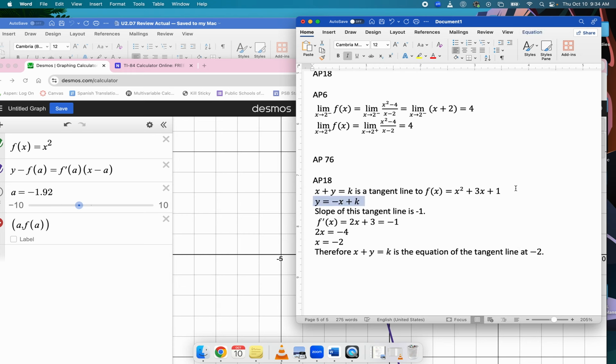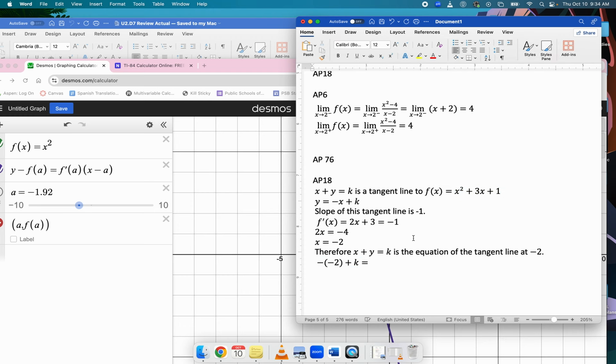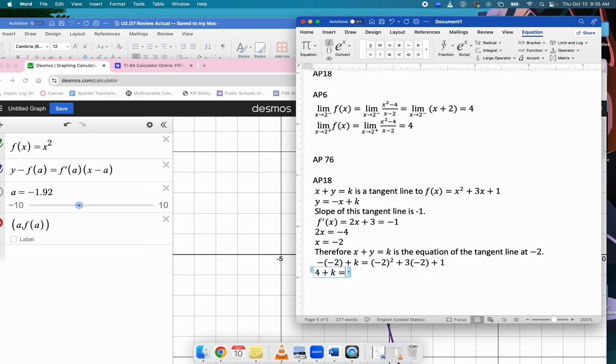This function and this function have the same value at -2. Well, this function evaluated at -2 is the opposite of -2 plus k. And that needs to match the value of this function at -2. So that's -2 squared plus 3 times -2 plus 1. So that's 4 plus k is equal to 4 minus 6 plus 1. I think the answer is -5. Is that right? Is that one of the options?